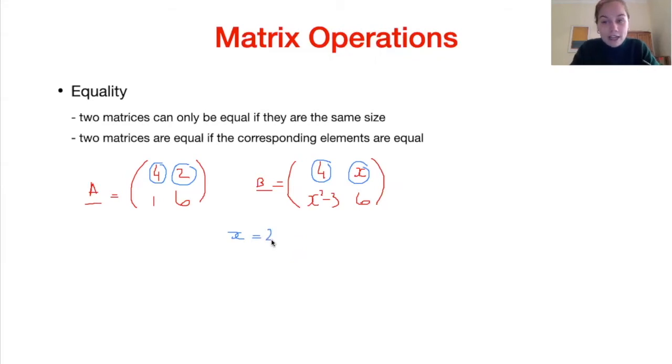Let's check that these matrices can be equal by comparing the entry in the second row, first column of A and of B. We see that in order for these to be equal, x squared minus 3 must be equal to 1, therefore x squared must be equal to 4, and again, for this to be equal, x is 2. So we see therefore that these matrices are equal if x takes the value 2.